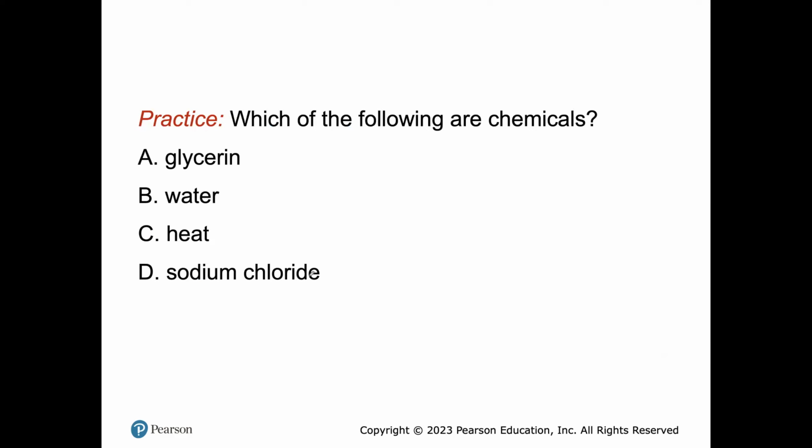Chemicals are matter, right? By definition, matter must occupy space and have a mass. One form that is not considered a chemical or matter is energy. For example, in this practice question, heat is not a chemical. Instead, heat is a type of kinetic energy, while glycerin, water, and sodium chloride are all chemicals.